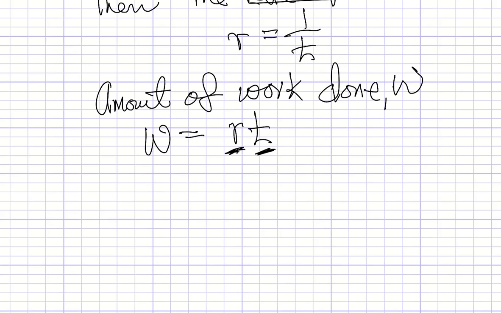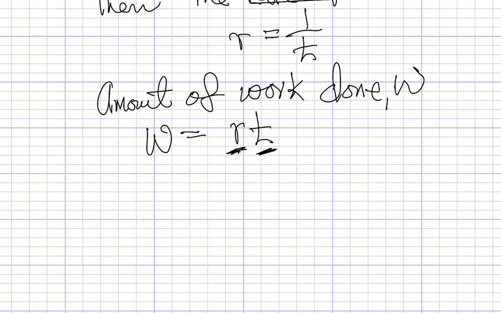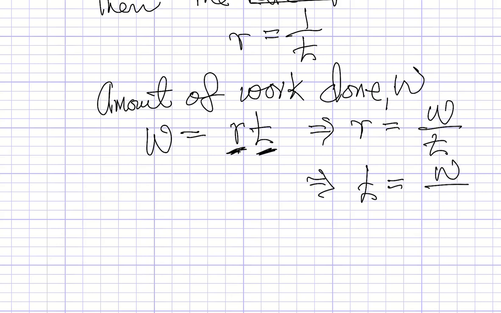So from there you can basically get a bunch of stuff, like you can get rate is equal to work over time, okay? Here is rate, not time. Rate equals work over time, or you can do time equals work over rate. Okay? So you keep that in mind.